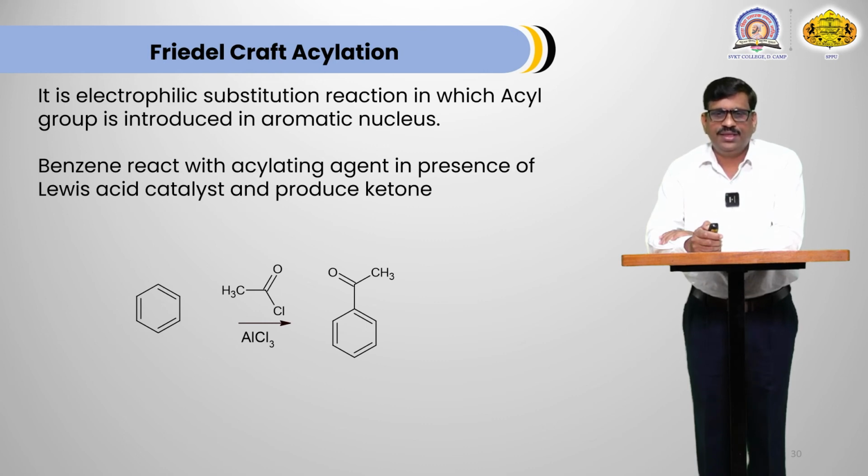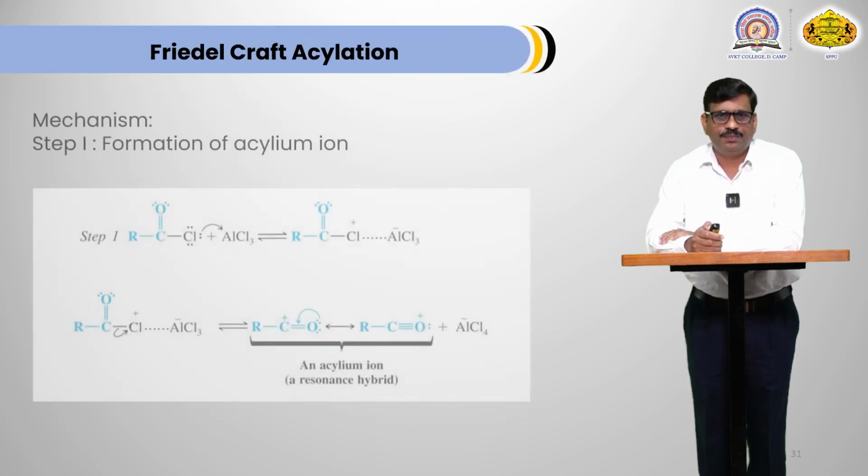Benzene reacts with an acylating agent in the presence of a Lewis acid catalyst and produces a ketone. Here CH3COCl, that is acyl chloride, is used as a reagent. AlCl3 is the Lewis acid catalyst. Benzene is the substrate molecule. The reaction takes place and there is formation of a ketone as a product, an aromatic ketone as a product.